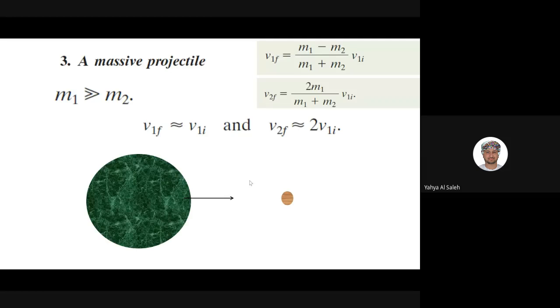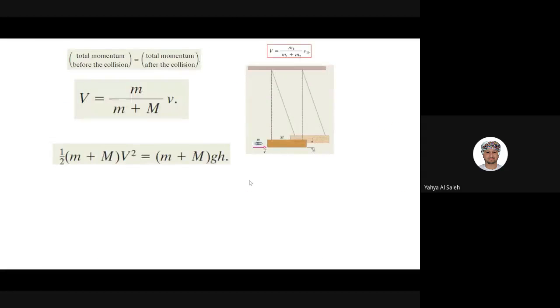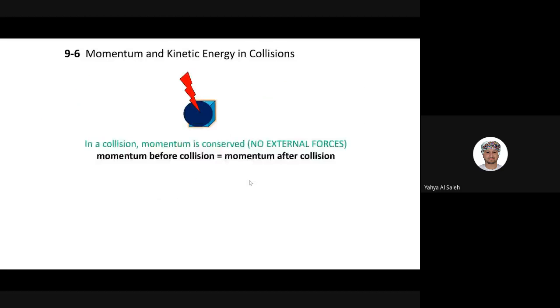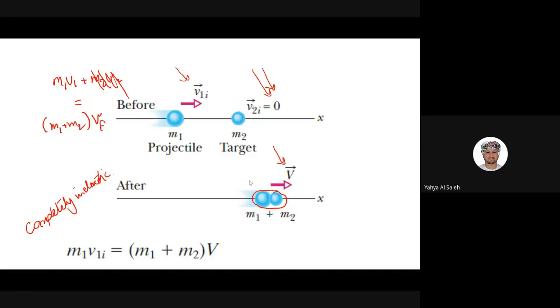Okay, so this is it in terms of conservation of momentum. What if M1 penetrates M2 and then they move together? If M1 penetrates M2, then M2 no longer exists because it will shatter into tiny pieces. But if M1 sticks to M2 and they move together, then you will go back to the case of the inelastic collision, or the totally inelastic collision, which is this.